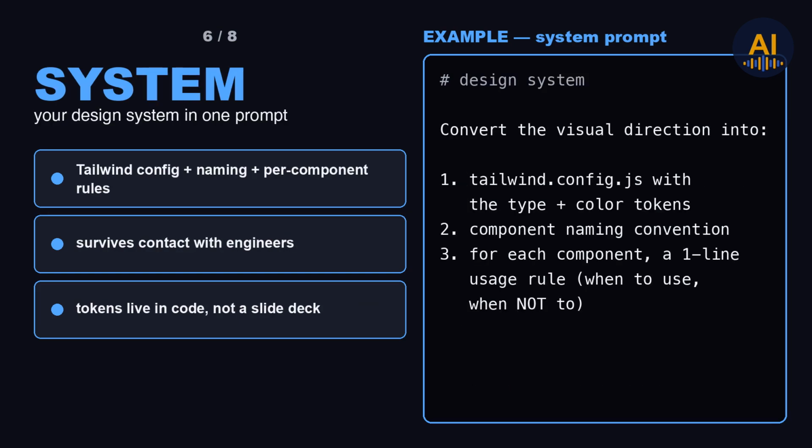Phase 6. The design system. Convert the visual direction into tokens. Ask Claude, generate a Tailwind config plus a component naming convention plus a usage rule for each component. You'll get a tokens.js file, a naming spec, and a 1-line rule per component, when to use it, when not to. This is your design system in one prompt. It will survive contact with engineers because engineers wrote the format.